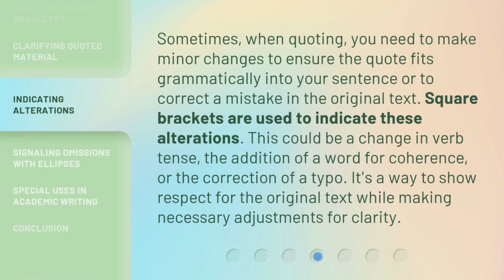Sometimes, when quoting, you need to make minor changes to ensure the quote fits grammatically into your sentence or to correct a mistake in the original text. Square brackets are used to indicate these alterations. This could be a change in verb tense, the addition of a word for coherence, or the correction of a typo. It's a way to show respect for the original text while making necessary adjustments for clarity.